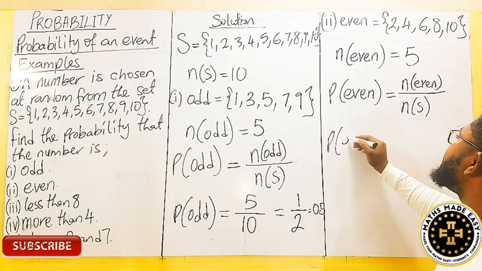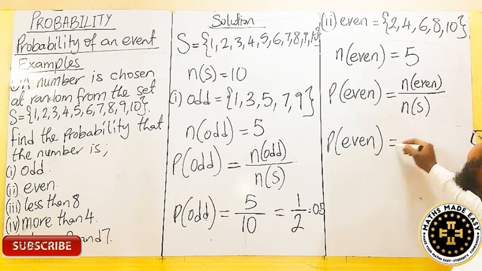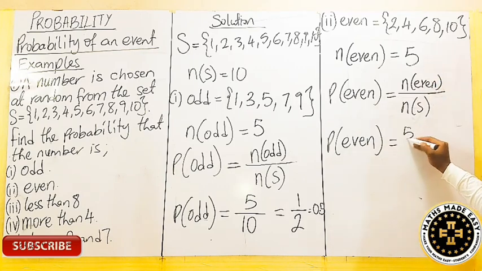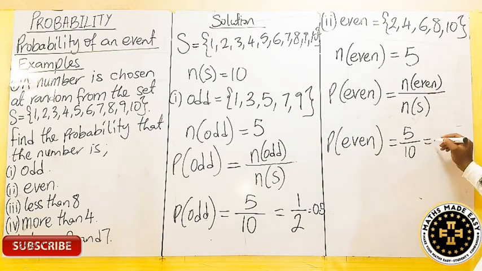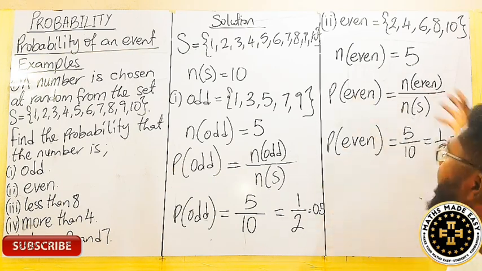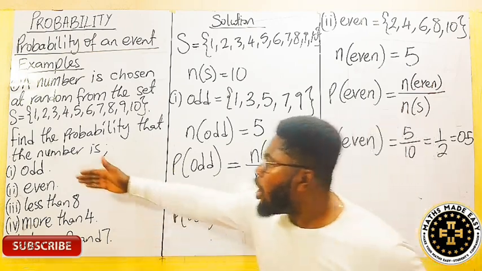So probability of even will now give us how many even numbers there are. We have 5 over the sample space. The sample space here is 10. When you reduce 5 over 10, you get 1 on 2, giving us 0.5 as our decimal. So please, these are the examples for odd and even.